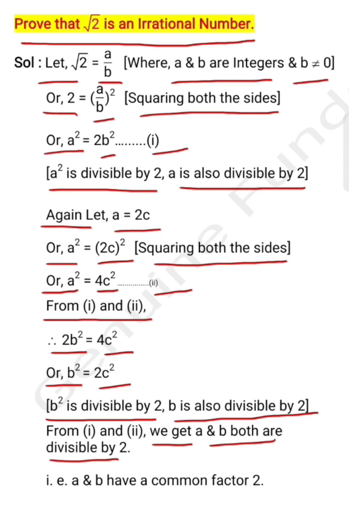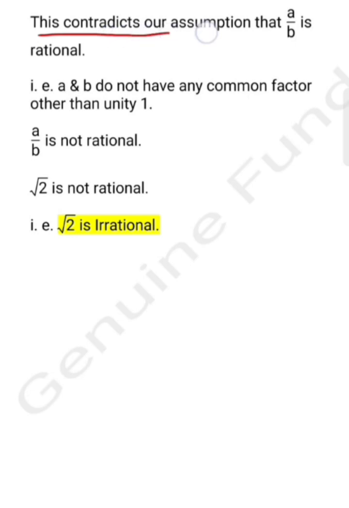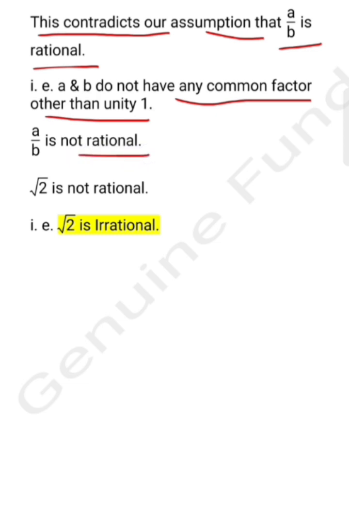That is, a and b have a common factor 2. This contradicts our assumption that a by b is rational. That is, a and b do not have any common factor other than unity 1. a by b is not rational. Root 2 is not rational. That is, root 2 is irrational number.